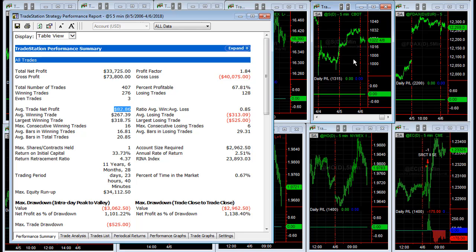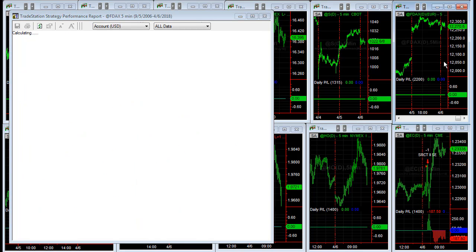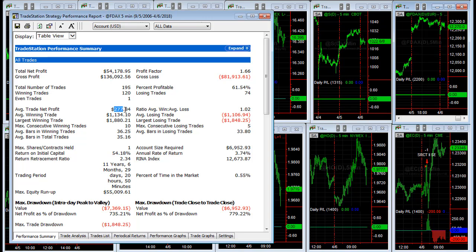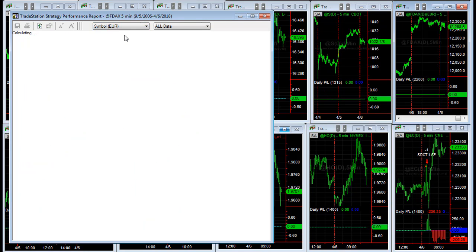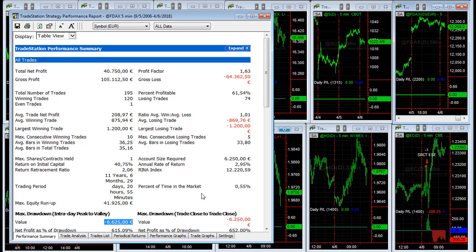And so that soybeans DAX, we added that yesterday, and 277 average trade profit is very nice. It is very selective on the DAX, which is a good thing. $7,400 drawdown. This is based on dollars. We can look at it in euros. Let's look at it in euros. Here it is in euros, and so it's a little different.